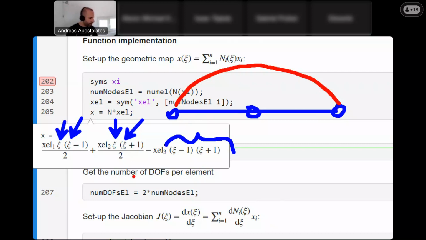Great. Fabian is asking, can a 2-noded element have a Jacobian that isn't constant? That's a very good question, and I would like to throw it back to all of you. Let's say I have a 2-noded element. Which functions are we using to construct the basis functions? Do you remember the name of the functions we used to construct the basis functions in the first lecture? Just put it in the chat.